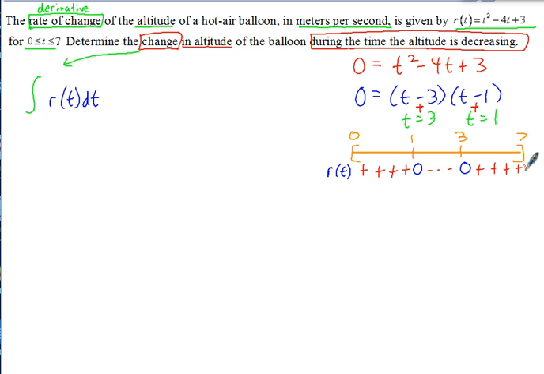So what this shows us, remember, this is the derivative of the altitude. So this shows us that the altitude is increasing, decreasing, and increasing.